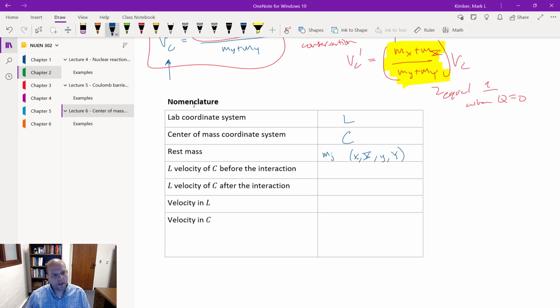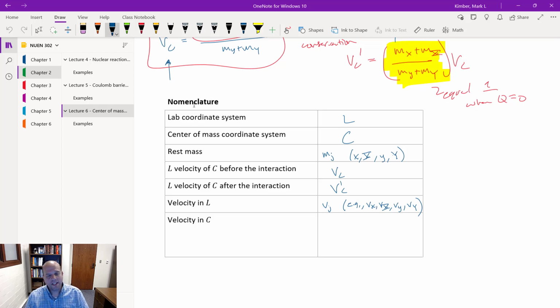And if I'm talking about the lab velocity of my new frame of reference, or my center of mass frame of reference before the interaction, just like we talked about above, that's going to be VC. After that is going to be VC with a prime. And if I'm talking about velocity in the lab frame, this will just be VJ, where again we're going to cycle through each of those. So we could have Vx, V capital X, Vy, and V capital Y.